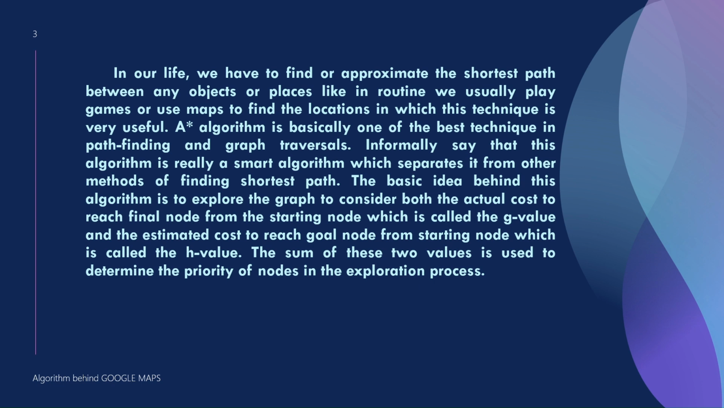The basic idea behind this algorithm is to explore the graph considering both the actual cost and the estimated cost, where the actual cost is denoted as the G value and the estimated cost is denoted as the H value. The sum of these two values is used to determine the priority of nodes in the exploration process.